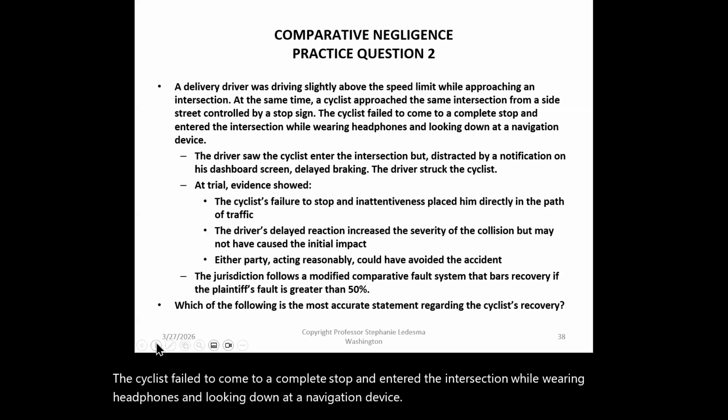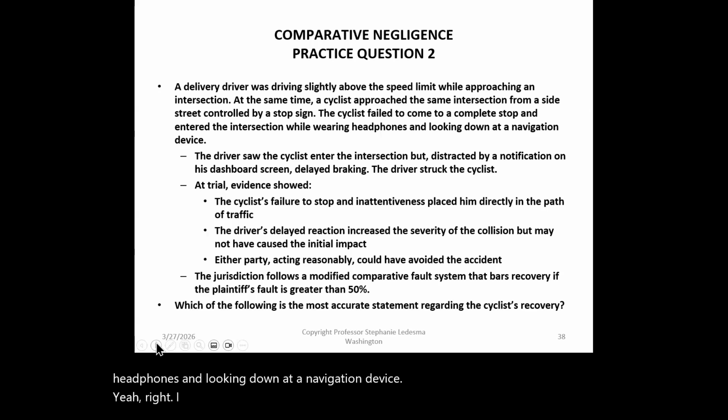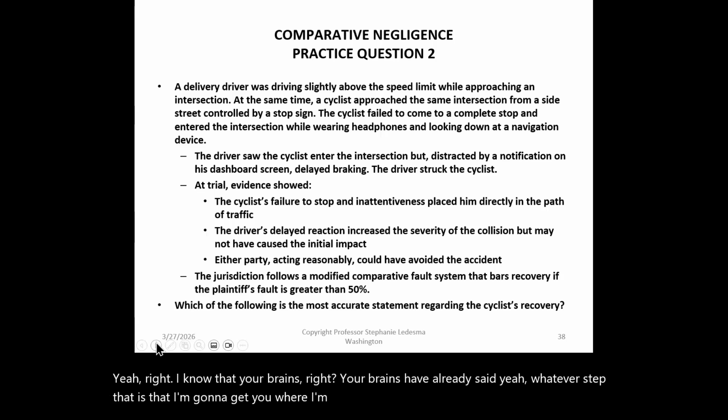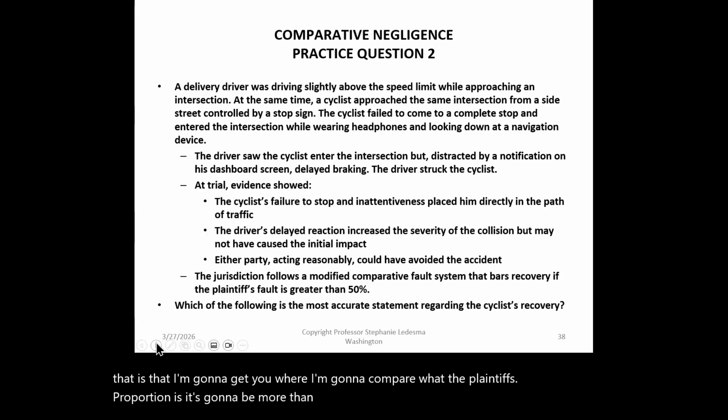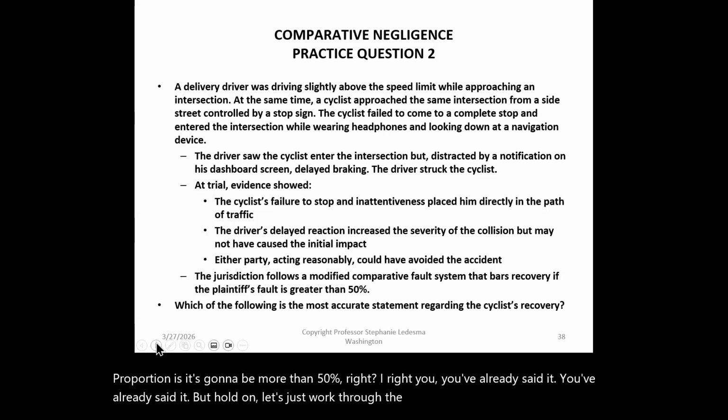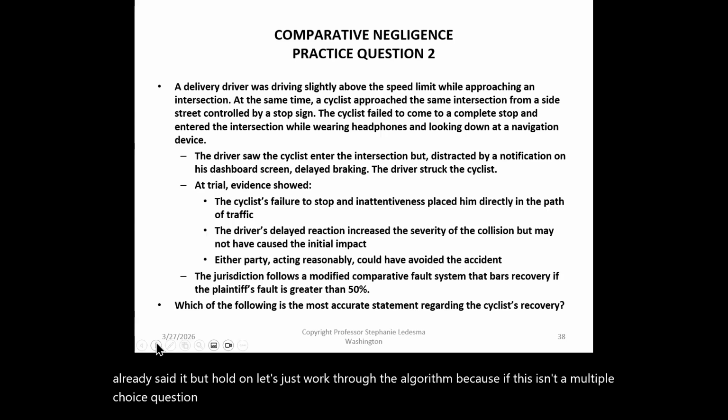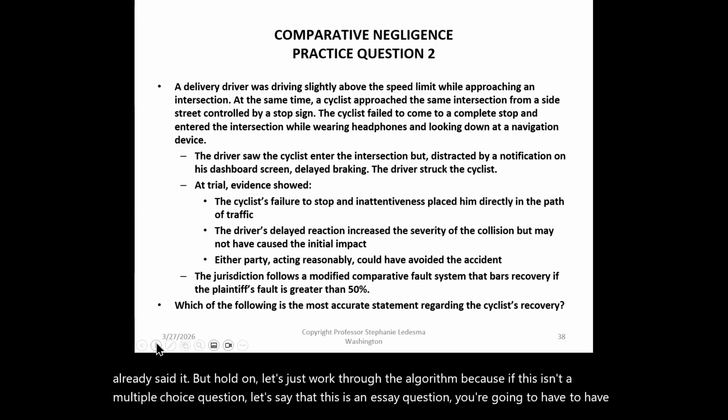Yeah, right. I know your brains have already said, yeah, yeah. Whatever step that is where I'm going to compare what the plaintiff's proportion is, it's going to be more than 50%. You've already said it. But hold on. Let's just work through the algorithm, because if this were an essay question instead of multiple choice, you're going to have that process for your analysis. So let's go ahead and practice it.